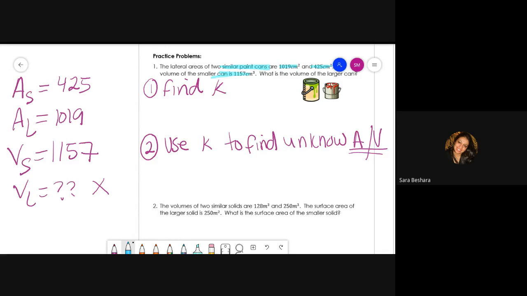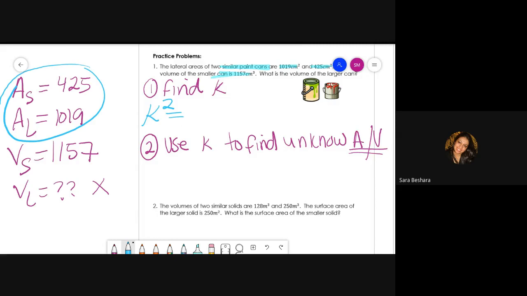How do I find k? So remember in the previous example, what I did is I found k using the two volumes or the two areas. We're going to do the same thing. Since the two areas are known, we use that to find k. So again, it's areas, then k should be squared. So it's k squared equal.